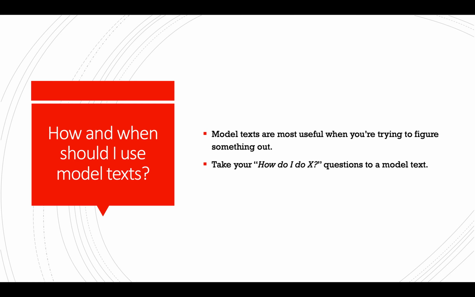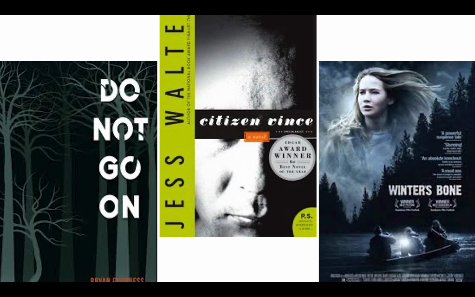I use model text a lot in my own practice. For my most recent novel, Do Not Go On, I used a couple of different model texts. I used Citizen Vince for tone and Winter's Bone for structure. So let's take a look at how I used each of those.